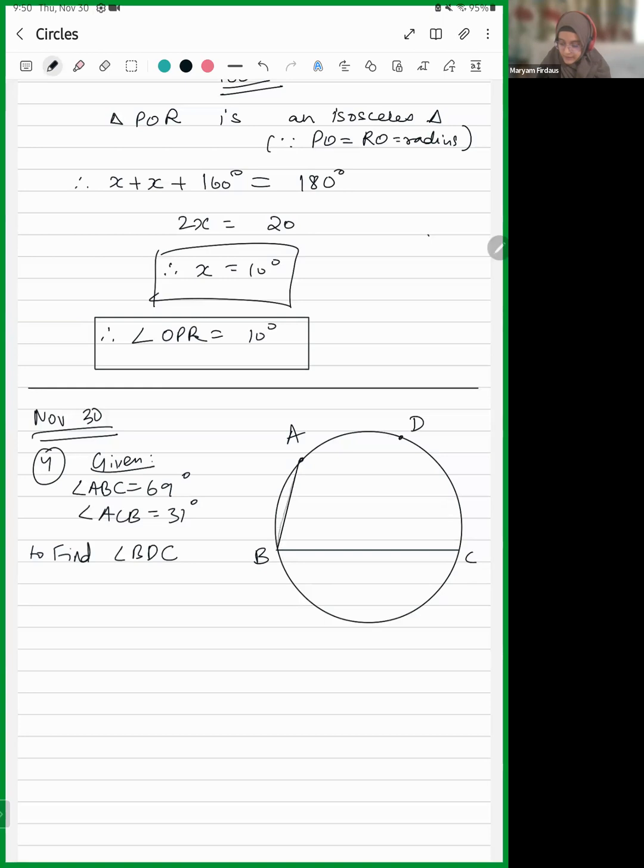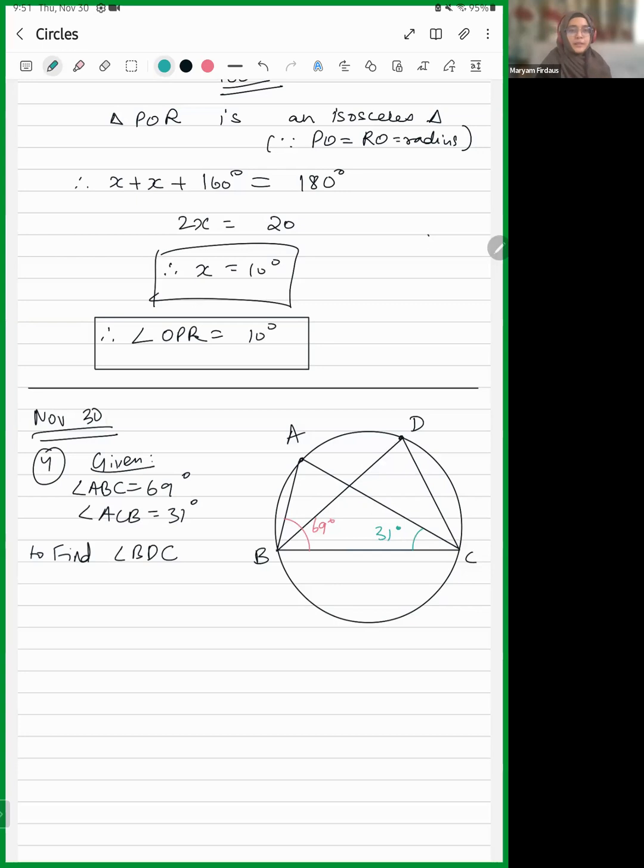Okay. We're going to connect AD and AC. Supposed to be a straight line. Then we connect BD and DC. So this angle over here is 69 degrees, angle ABC. And then the other one, the small angle over here, is 31 degrees.